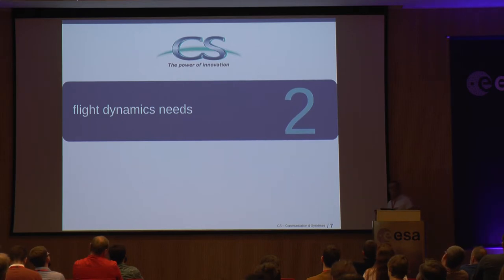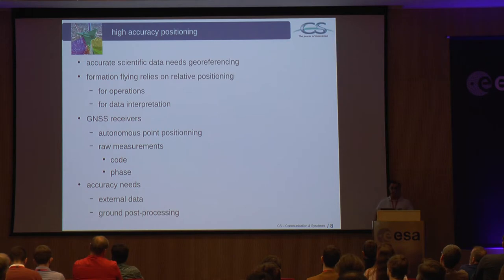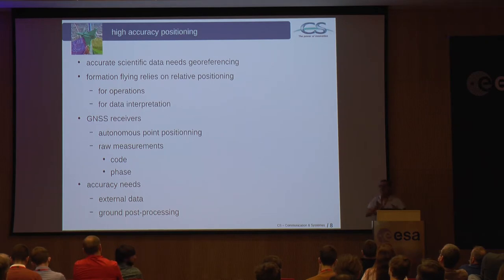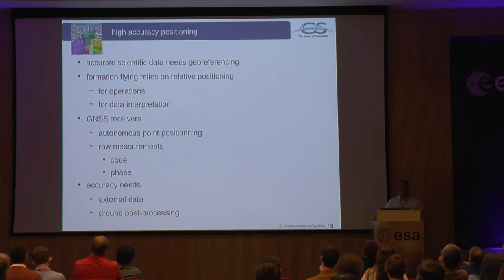So what are the flight dynamics needs now for this kind of application? If you want to do accurate, high-level science, you mainly need georeferencing, perhaps to the meter, perhaps to the centimeter. It depends on what you are doing. But using TLEs is clearly not possible anymore. You may need some relative positioning between the spacecraft. We will not do something like a CHAMP or GRACE or some gravimetry-like mission, but why not in the future? This means that you have to position your two or four spacecraft relative to one another.